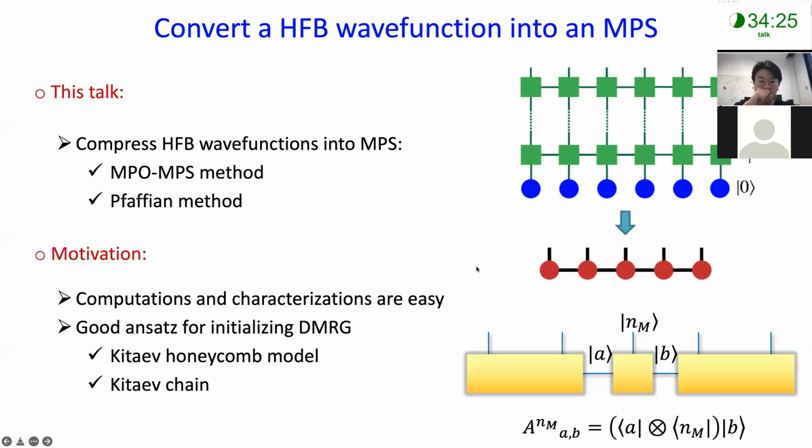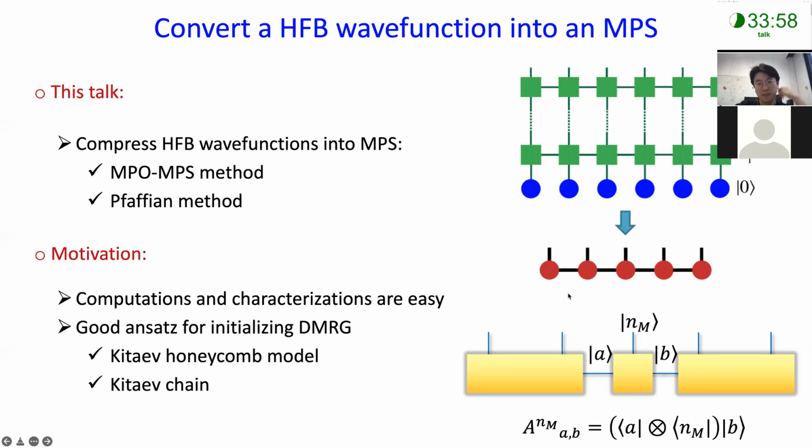Okay, so this talk is about how to convert the Hartree-Fock-Bogoliubov wave function into MPS. And here we would like to provide two methods. In the MPO-MPS method, we will derive a tensor network representation for the Bogoliubov wave function and compress this tensor network into MPS. And also later we'll introduce a Pfaffian method.